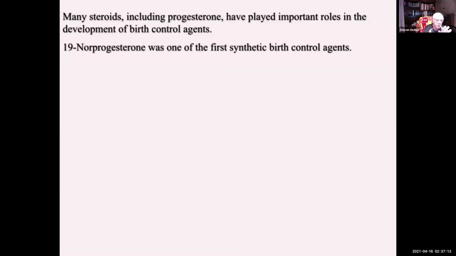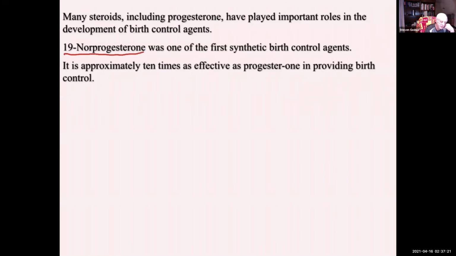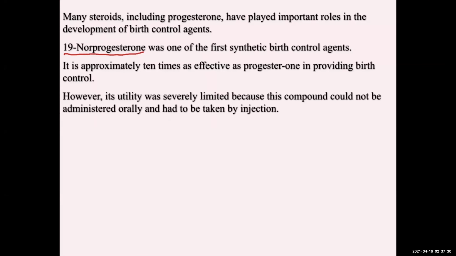19-norprogesterone was one of the first synthetic birth control agents. That was one of the first ones produced. It is approximately 10 times as effective as progesterone in providing birth control, as far as the synthetic one. However, its use was limited because it could not be administered orally. It had to be given by injection, so it kind of limited where it could be used and under what circumstances.